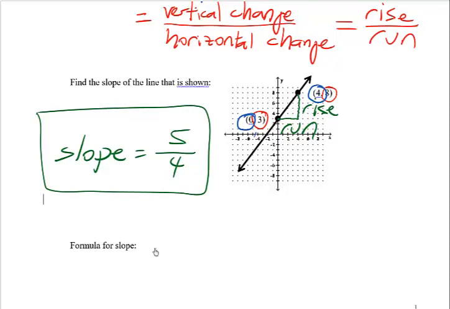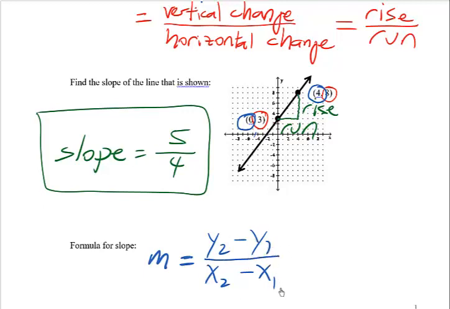Well, let's put that together into a little formula. We usually use the letter m to represent slope. We know that the slope is a ratio. It's always rise over run. What we've just said is, look, to calculate the rise, just take your second y and subtract your first y. To calculate the run, take your second x and subtract your first x. These are not exponents that I've just written down.